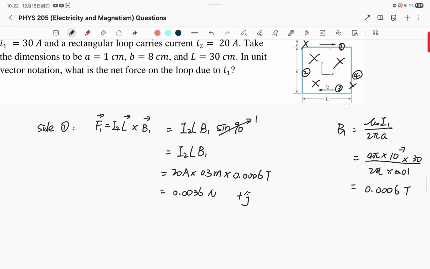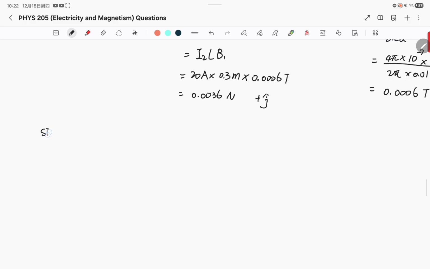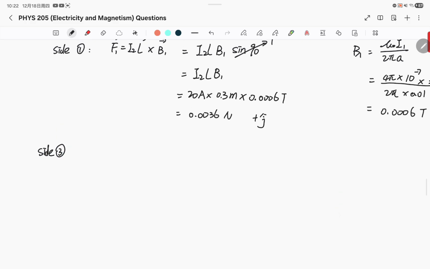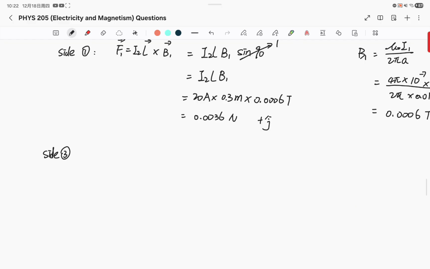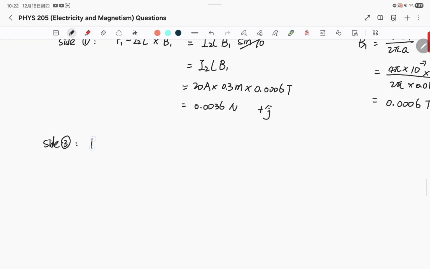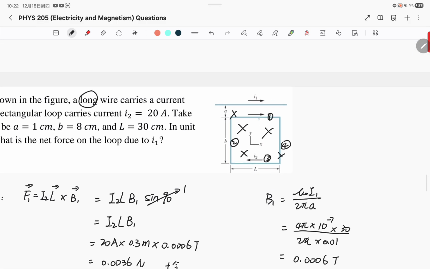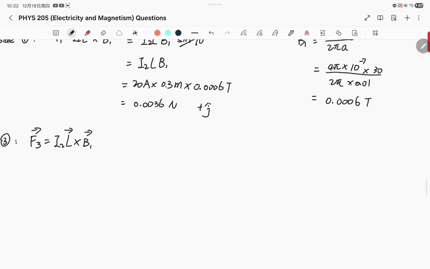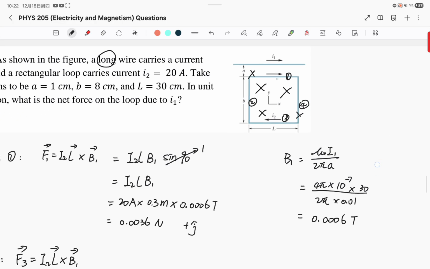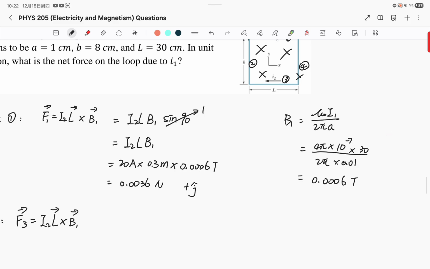We can do side 3 next, because it's basically the same thing as side 1. The only thing is the distance is changed. So let's call it F3 is equal to IL cross B. Again, B is caused by I1, so this is B1. And I is its own current, I2. B1 does change, because the distance is going to change.